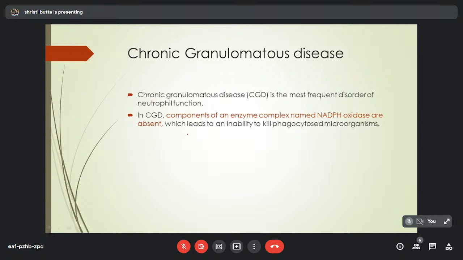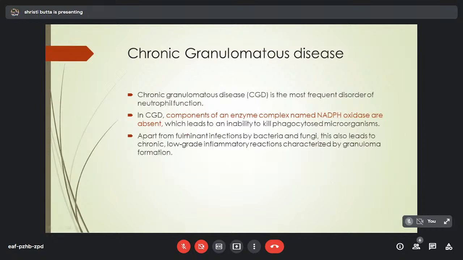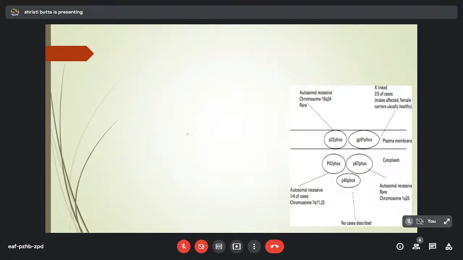Okay, and that leads to the inability to phagocytose the microorganisms. Remember the NADPH oxidase and the MPO halide system that we were talking about in the last class? Now, apart from the fulminant infections by bacteria and fungi, this also leads to a chronic, low-grade inflammatory reaction characterized by granuloma formation. It even simulates Crohn's disease and sometimes even sarcoidosis. In the gut, the process is indistinguishable from Crohn's, and in the lungs, sometimes this condition mimics sarcoidosis.